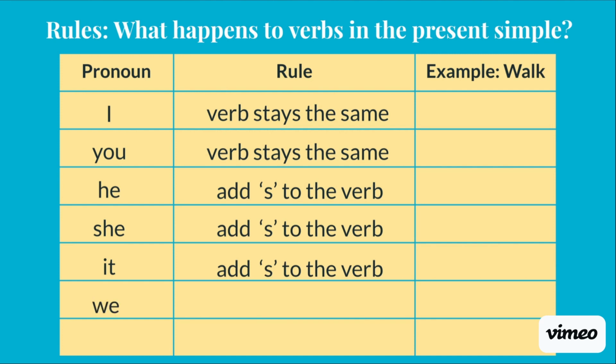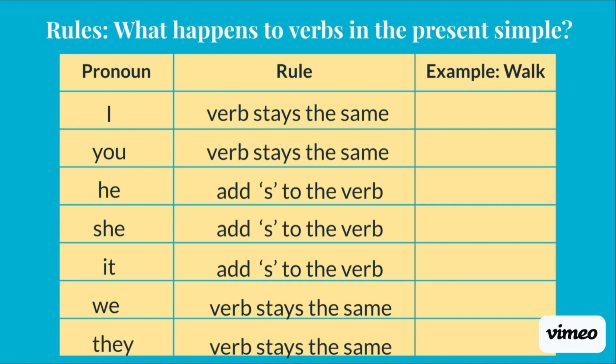Next pronoun is we. What's going to happen here? Our verb is going to stay the same. This kind of trips up some students because this is a plural, so they feel like, oh yeah, plural has the s. But no, here our verb stays the same. They, our verb also stays the same. Again, this is plural, or sometimes plural, not always. So some people think it should have the s, but you don't need it.